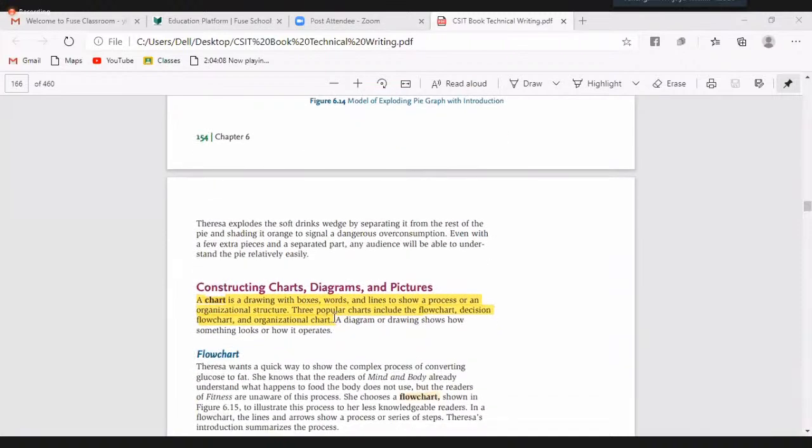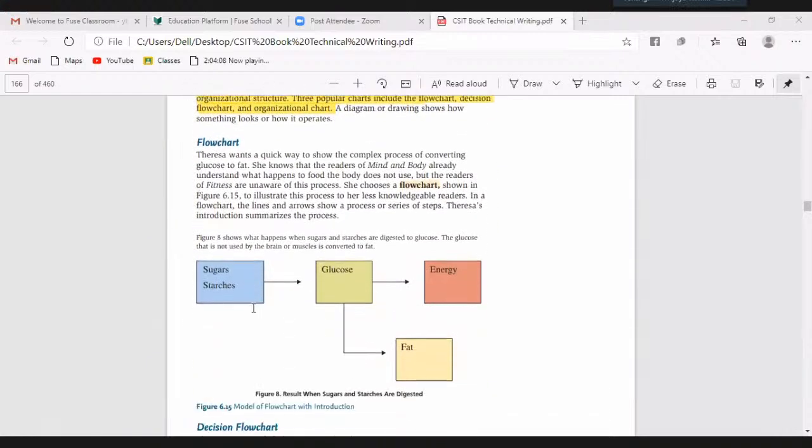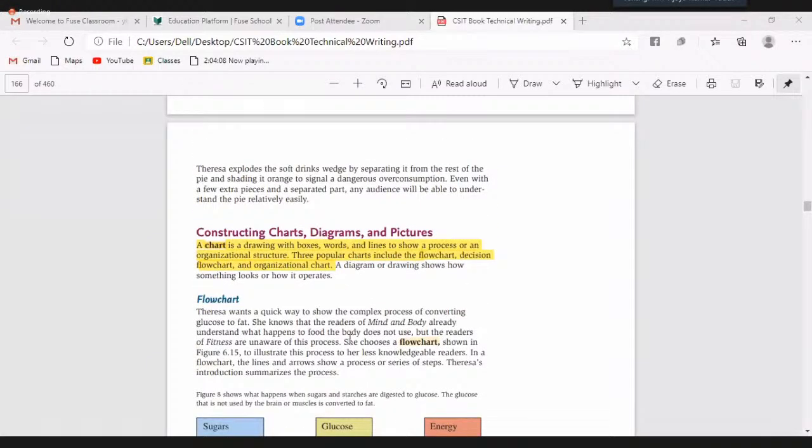Okay. So, this much for today. Then you have constructing charts, diagrams, and figures, pictures. So I advise all of you to read this yourself. You can understand constructing chart. How can we construct chart? How can we construct diagram? How can we construct picture? Isn't it?